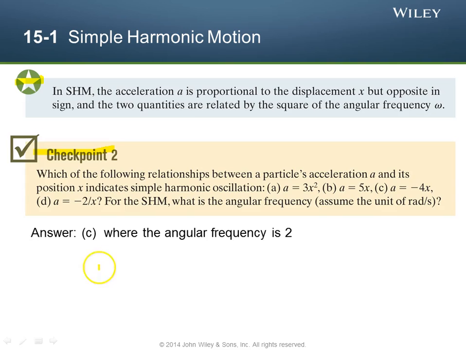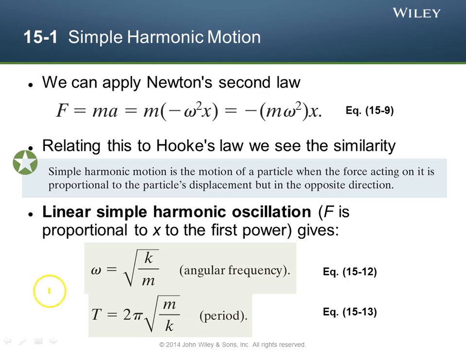Take a look at checkpoint 2 here. If we apply Newton's second law, the force on an object in simple harmonic motion is equal to its mass times acceleration, we then end up with this negative m omega squared times x to give us the force. And so essentially it's just multiplying the acceleration by the mass, and that gives us the force.